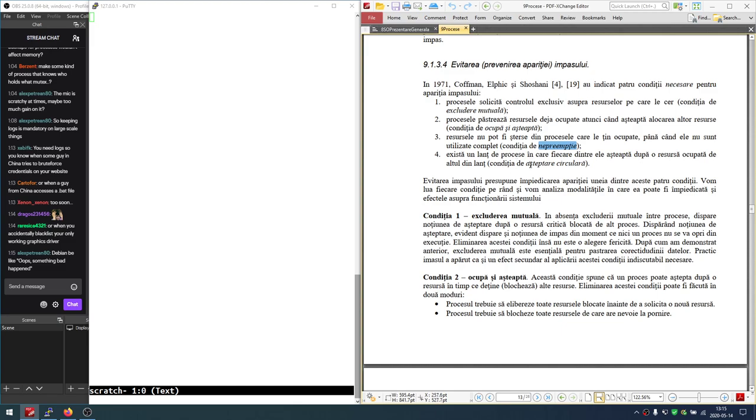And the fourth condition, and this is the one that we will attack, is avoid circular wait. Try to prevent forming a circle of processes waiting for each other. And this one you break by simply locking resources in order. You do that, you cannot create a circle, and you're not going to have a deadlock.